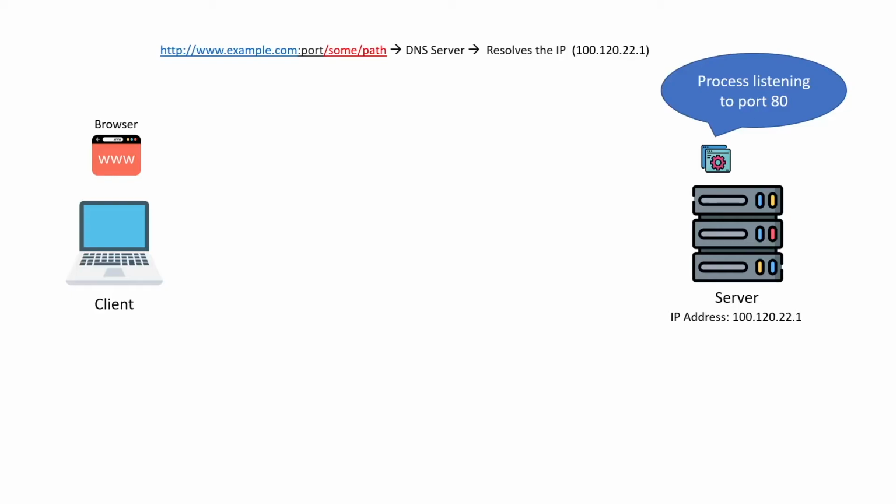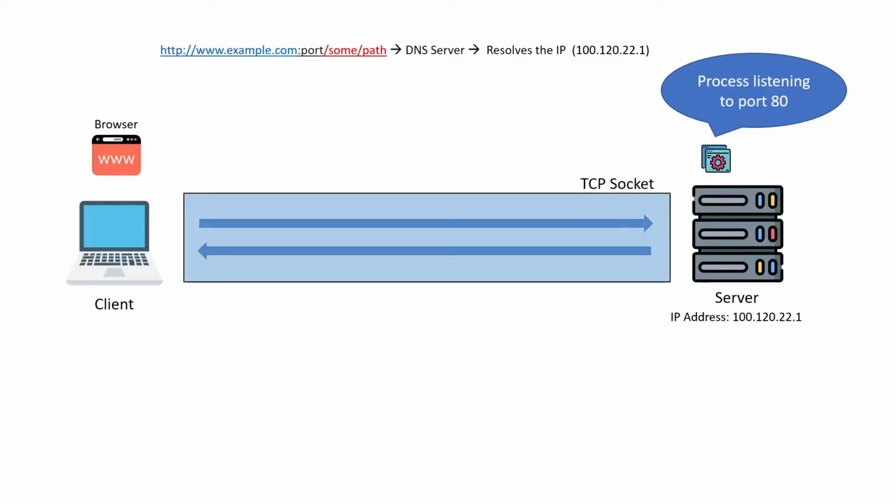What the browser does is it approaches a DNS server, then it resolves the IP address for the server. For the given domain name, it will be getting the IP address. That is 100.120.22.1 in our case. Okay. Once the IP address is obtained, the browser will be establishing a TCP socket between the server and the client. Once the socket connection is established, two-way communication is possible between the server and the client.